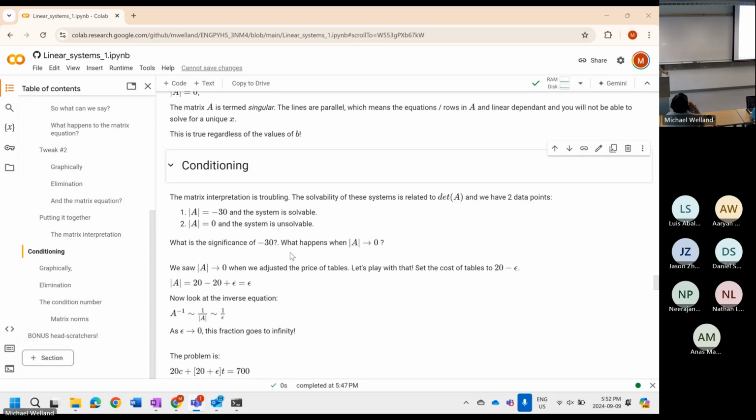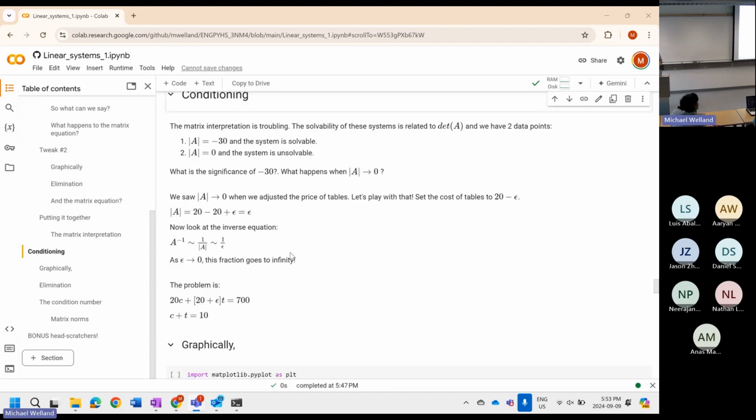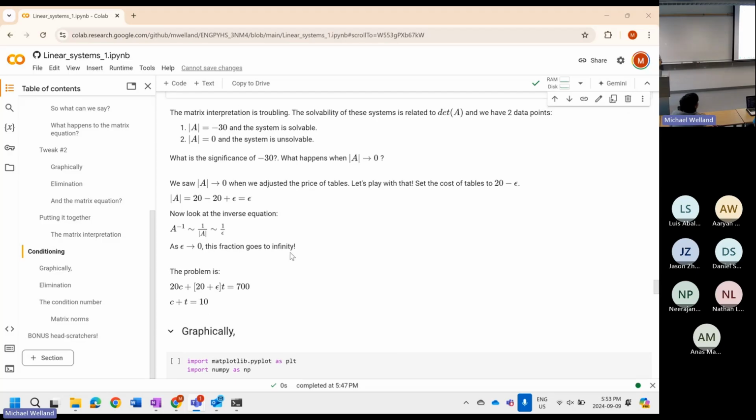So works, doesn't work. What's happening in between? If you had minus 5, would that work? If you had minus 5e minus 10, would that work? 0.00000005, would that work? Maybe. What's that? Yeah, if you did it by hand, yes, exactly. So you already read the notes.